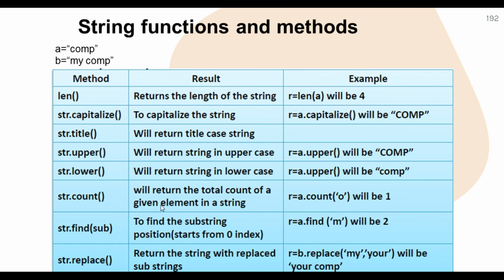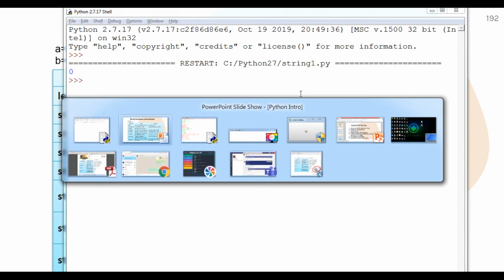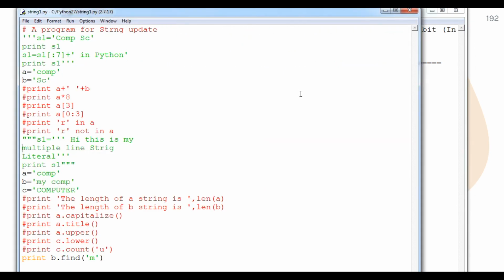Now replace. Replace is another function, student. With the help of this particular function you can replace a substring. Substring means a single character or double characters. So here r equals b dot replace my. In the place of my, you are replacing your, so it will be your camp. Okay, because it is an immutable type, that's why we have stored it in an r variable. Along with that, r is not compulsory, but we are using it.